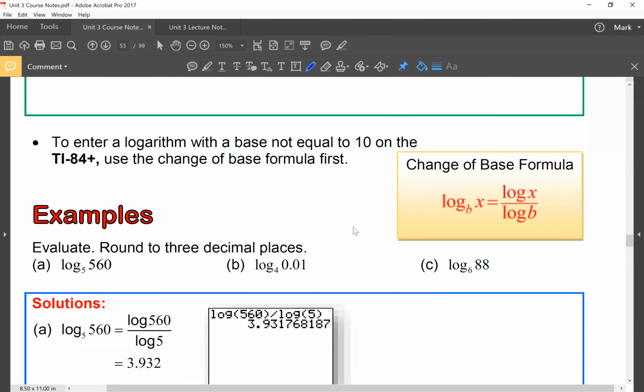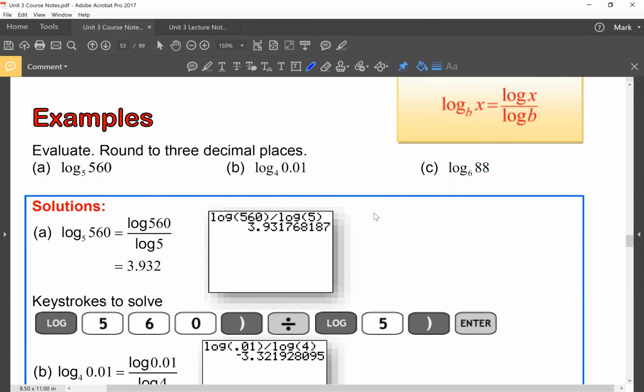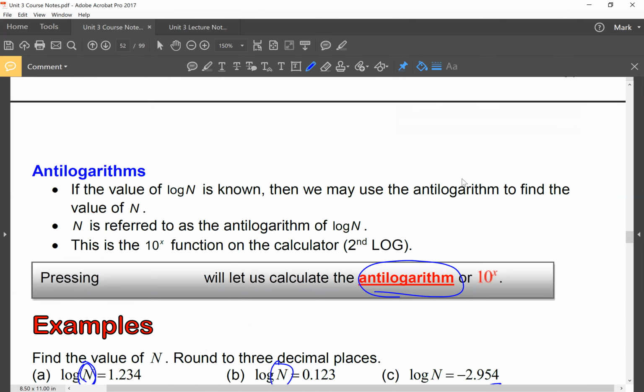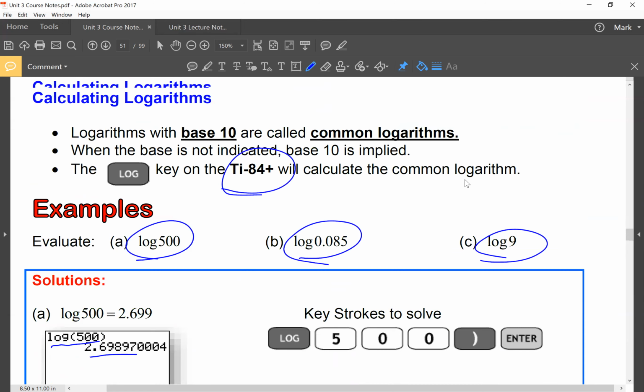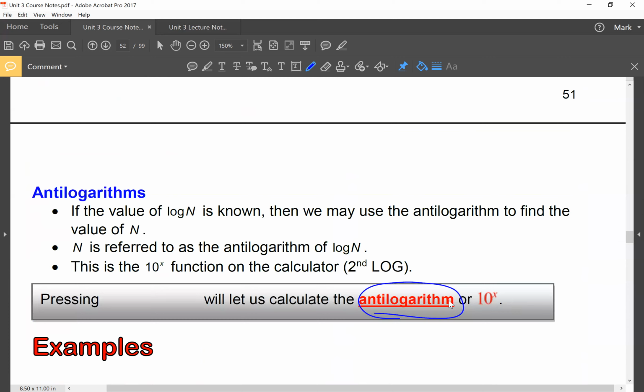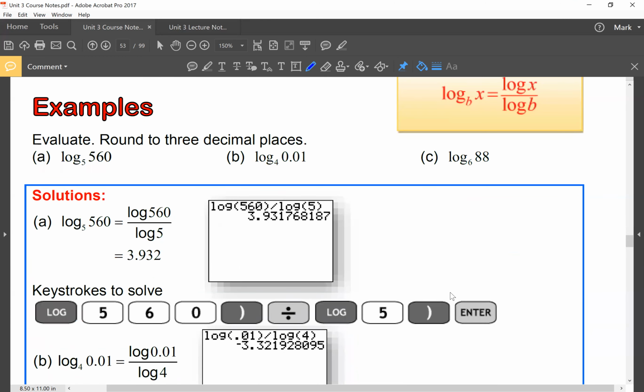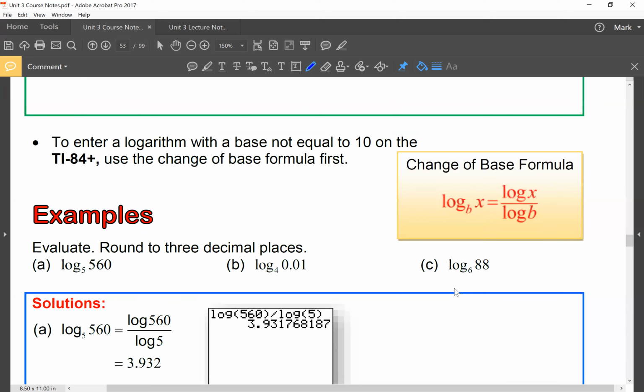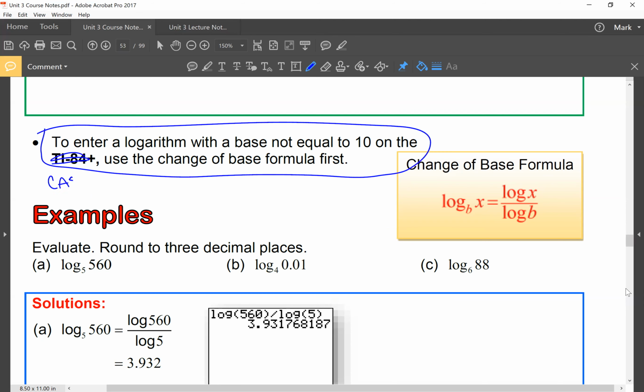So what about on your calculators? What would you do if you had a logarithm that was not normal, like it had a different base? If you look up at these examples, these logarithms have different bases. The problem with the log button on your calculator is that it represents log base 10. I know this says TI-84, but it's the same thing for Casio. To enter a logarithm where the base is not equal to 10, I can't just press the log button.